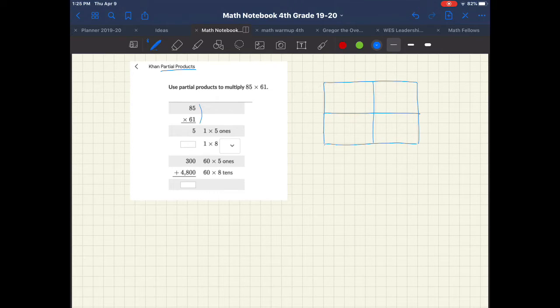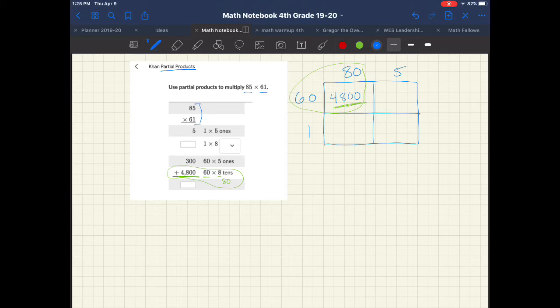So if I was going to do the area model, I would say 85 and 61. 85 and 61, same as the numbers over here. And we would say 60 times 80 is 4,800. And you can notice that this is the same, 4,800. And they are saying 60 times 8 tens. 8 tens, of course, is 80. So this whole bit down here is the same as this bit here.